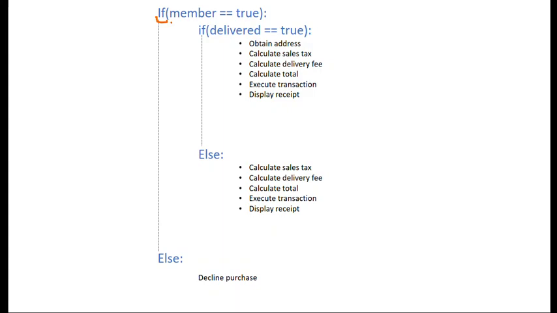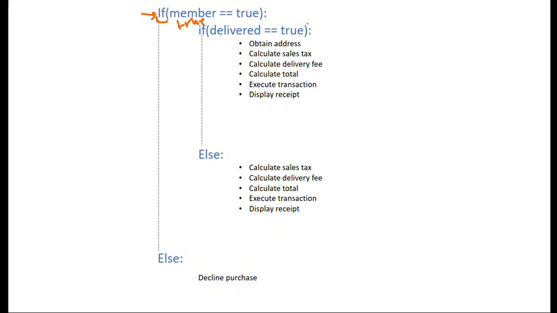Now, assuming that member is simply a variable that holds a Boolean value, either true or false, depending on whether the customer is a member or not. If the value of the member variable was actually true, then this will be true, right? And then the comparison will happen. So is true equal to true? If the answer is yes, and the customer is actually a member, then Python will move on to execute the body of this if statement right here.